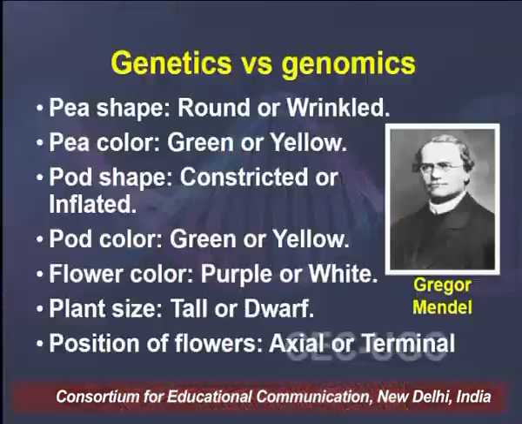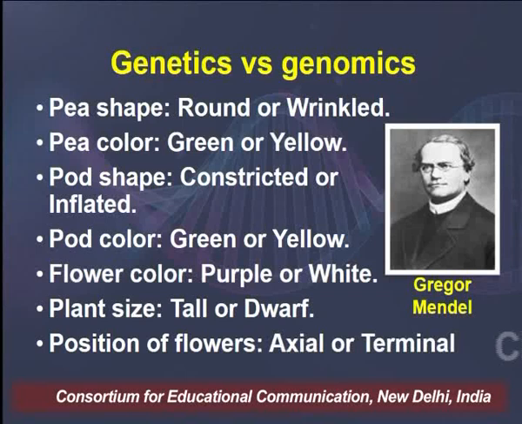Let us take the classical example of the genetics of Gregor Mendel when he studied the pea plant. If you remember from your earlier school classes, you were told the reason for the success of Mendel. He is called the father of genetics, and he studied seven characters in the pea: pea shape, round or wrinkled; pea color, green or yellow; pod shape, constricted or inflated; pod color, green or yellow; flower color, purple or white; plant size, tall or dwarf; and maybe the position of flowers was also a character.